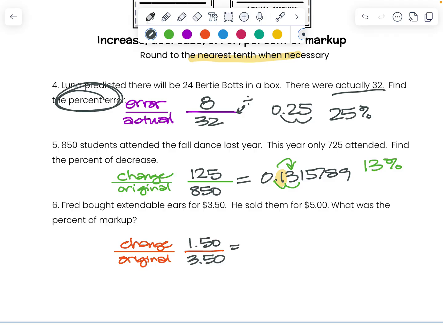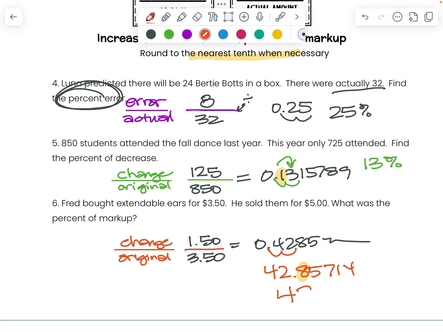Let's do some division with your calculators. All right, I got a big gross number, 0.4285, blah, blah, blah. It needs to be a percent. So let's learn from the last problem. Move the decimal first. So I have 42.85 something. I want to round to the tenths place. So that would be 42.9%. There. I think that was some of the hardest stuff right there.